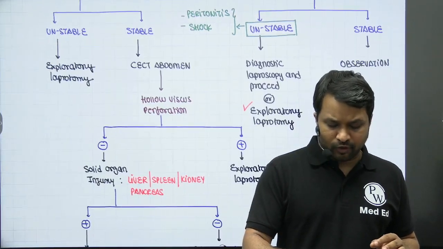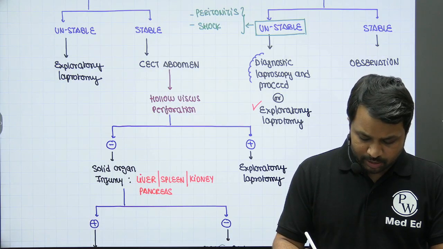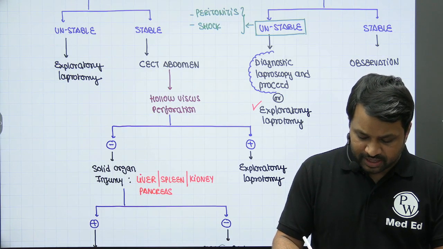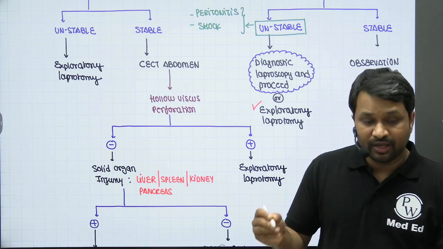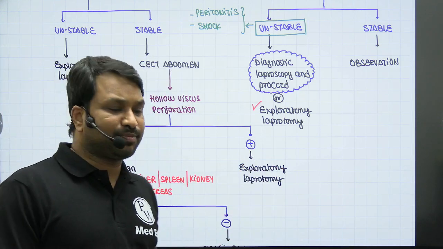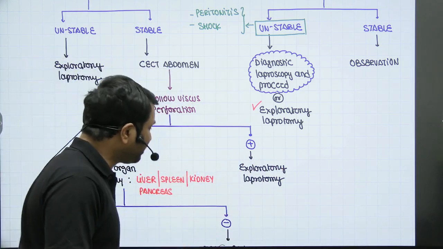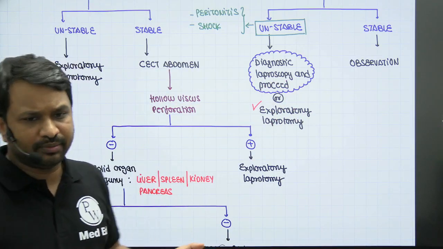Again, do not fall into the trap of diagnostic laparoscopy. This is now getting a popular option. But if they ask you what is the standard line of management in an unstable patient with FAST negative, with features suggestive of peritonitis or shock, the answer is going to be exploratory laparotomy. If this is not given to you as an option, then you can go with diagnostic laparoscopy. It is also getting popular. Okay? Chalo.